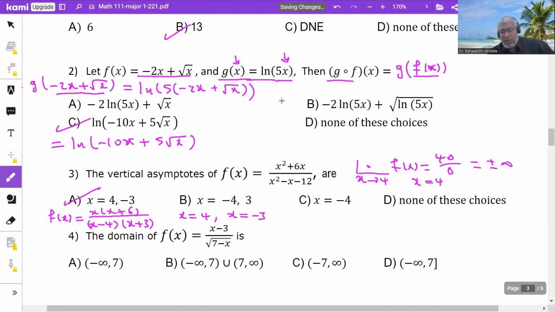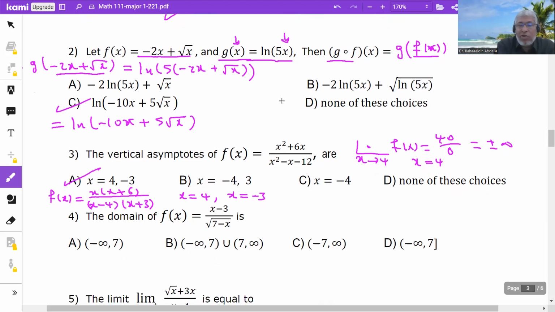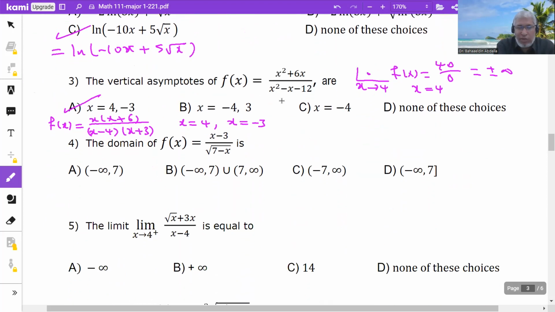But if 4 is a zero of the numerator and the denominator at the same time, then it is not a vertical asymptote, because the limit will not be number over 0, it will be 0 over 0. So the vertical asymptote has to be a zero of the denominator only, not the numerator.